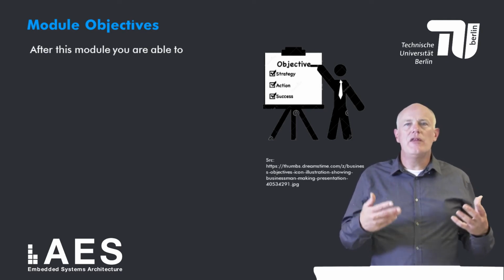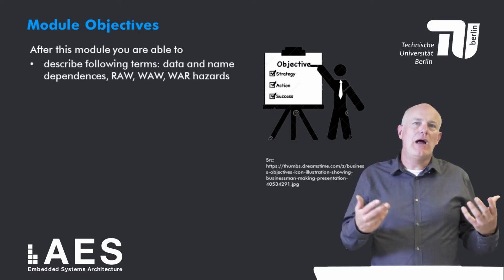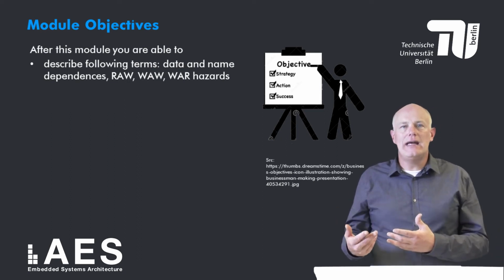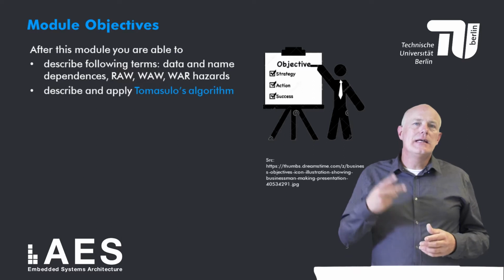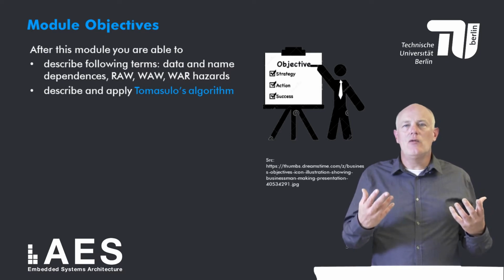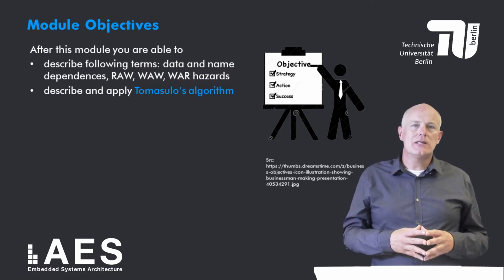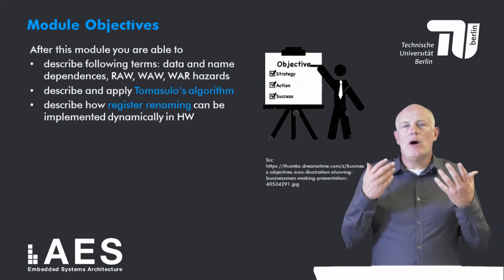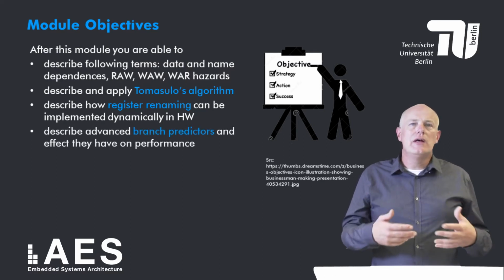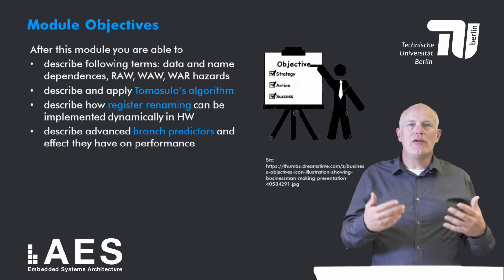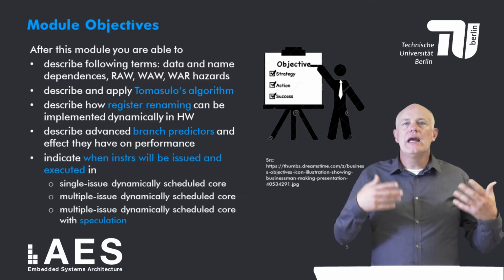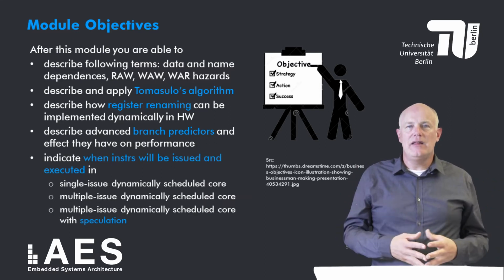Let me now present the objectives for this module. Among other things, after this module you should be able to describe and apply the terms data and name dependencies, read after write hazard, write after write hazard and write after read hazard. Second, to describe and apply the algorithm of Tomasulo, which is the basic algorithm applied in all dynamically scheduled processors. Third, to describe how register renaming can be implemented dynamically at runtime in hardware. Fourth, to describe how branch prediction works and several advanced branch prediction schemes and the effect they have on the performance.